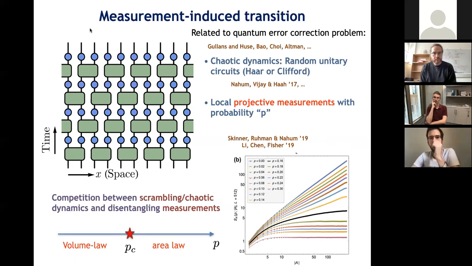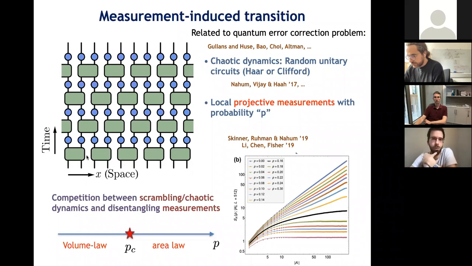So now let's add another ingredient, and this is the concept of measurement-induced transitions. This was introduced in two very nice papers by Brian Skinner, Ruhman, and Nahum, and Li, Chen, and Fisher. They appeared at the same time. Their idea was to add some competition between unitary dynamics and another ingredient in quantum mechanics, which is just observing the system. I'll explain what I mean and why it's important in the next slide. But for now, just think of those as the measurements you learn about when you learn quantum mechanics: projective measurements.